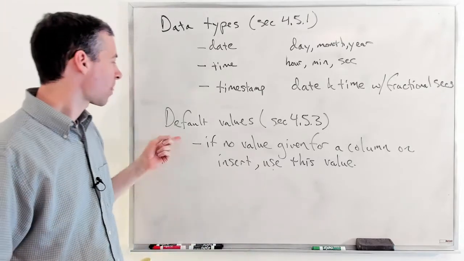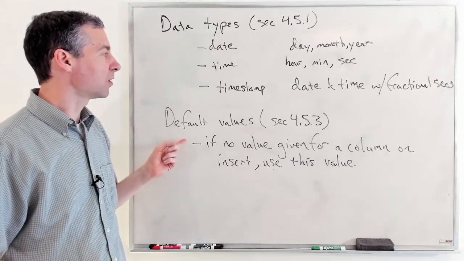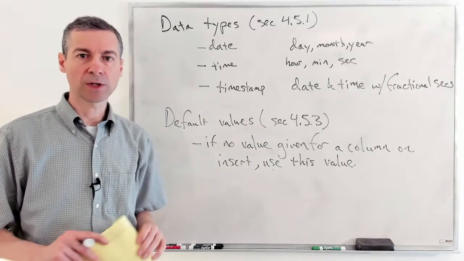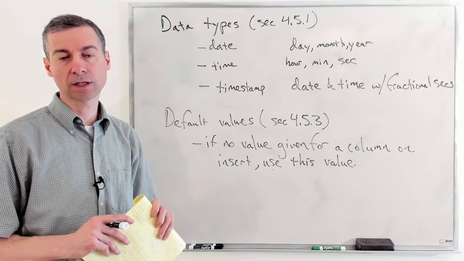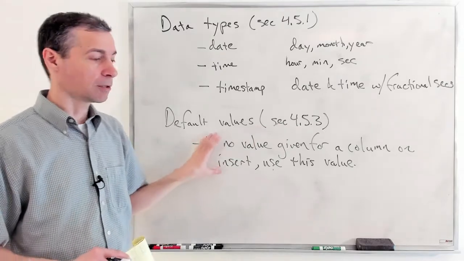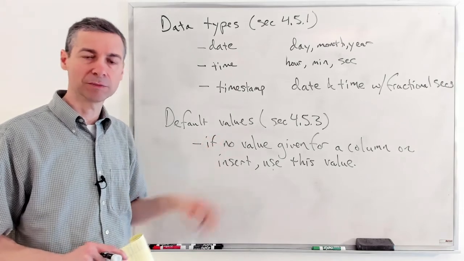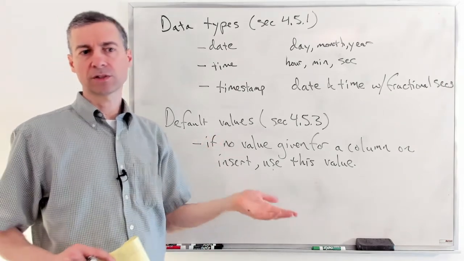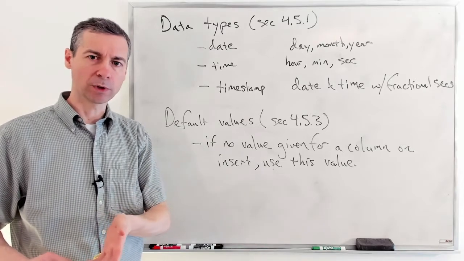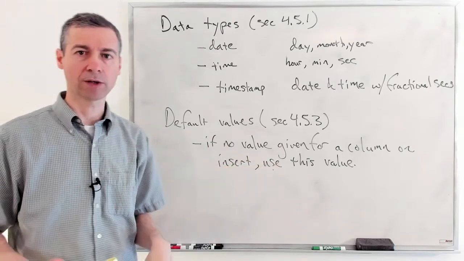All right. There's also the notion of default values. Again, section 453, these are things that you're creating and declaring when you create a table. Basically, you're able to say for an attribute, for a column, look, if someone inserts into this column and they don't give me a value for it, just go ahead and use this default value.